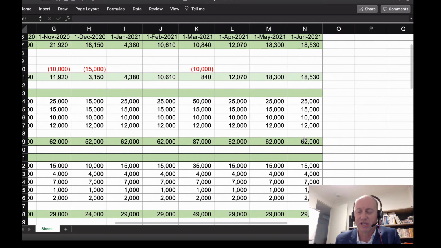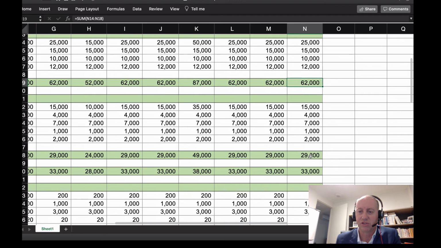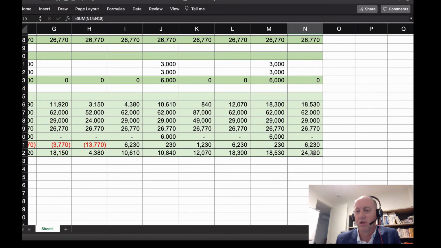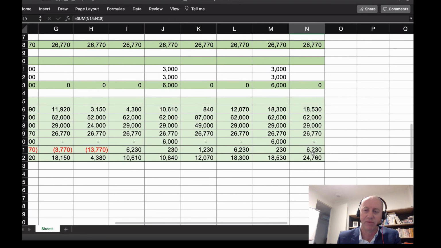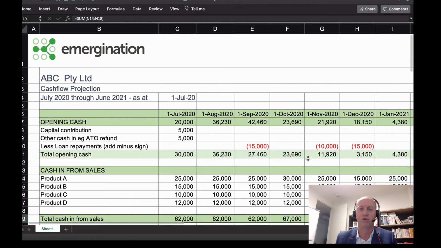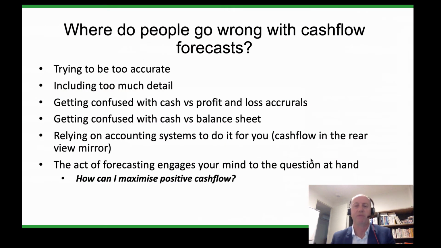Another thing that's interesting here is the revenue line is 62,000 and the cost of goods sold is 29, yet the cash position is only 24. What that tells me is that there's not enough cash sitting in this business to make sure that they can meet, things are very, very tight if there's only 24 grand cash left at the end of the month. So I find it a really useful tool to be able to do some scenario planning with a business and work that through.